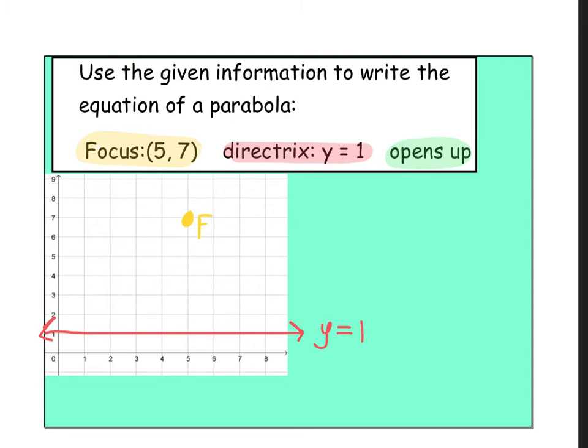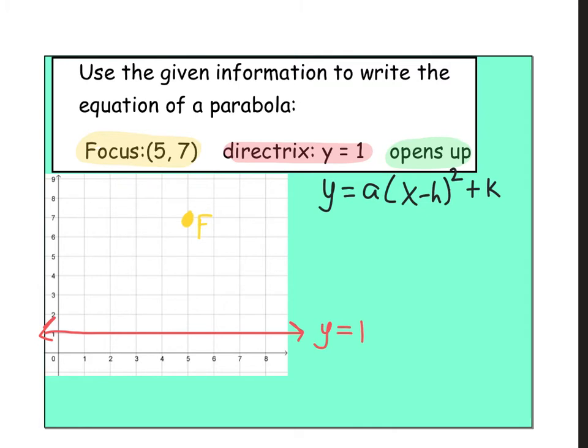One thing we can do, though, is think about vertex form. Since it opens up, I know it's a y equals equation. It's going to have some positive a value, (x minus h) squared, and then plus k. So we need to find a, and then we need to find h and k. Let's think about this picture. If we know where the focus is and where the directrix is, the vertex will always be the same distance between those two.